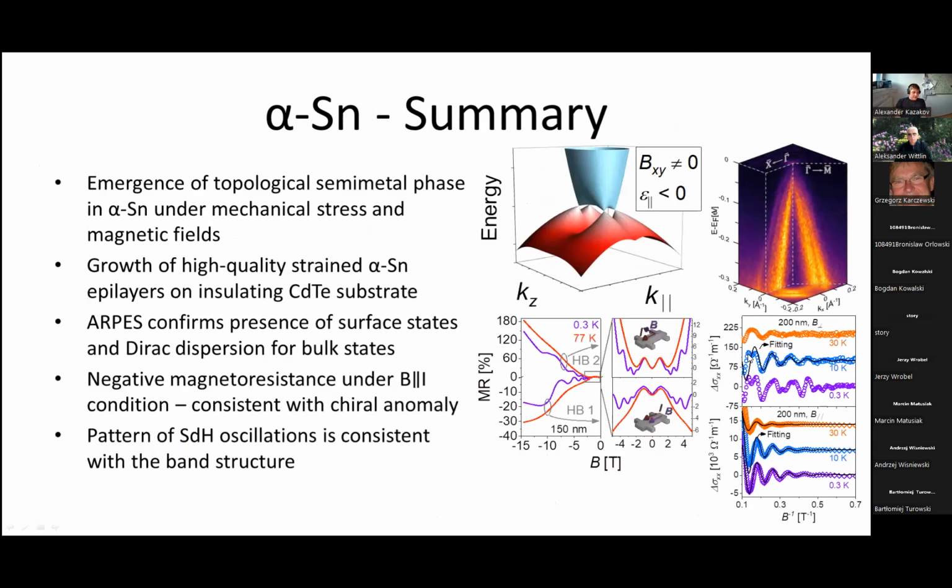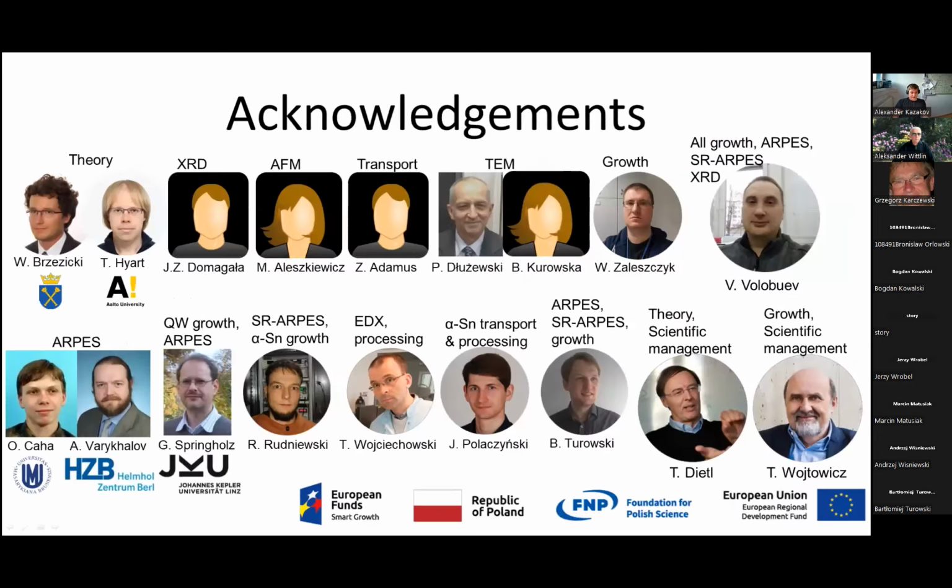And this is a short summary of the results. We considered the band structure and looked at how it changes as a function of external perturbations. We grew high quality alpha-tin layers on cadmium telluride substrate, so the magnetic resistance measurements are not obscured by parallel conductance from the substrate. We checked magnetic resistance in different field orientations, and we did Shubnikov-de Haas analysis to extract the phase shift.